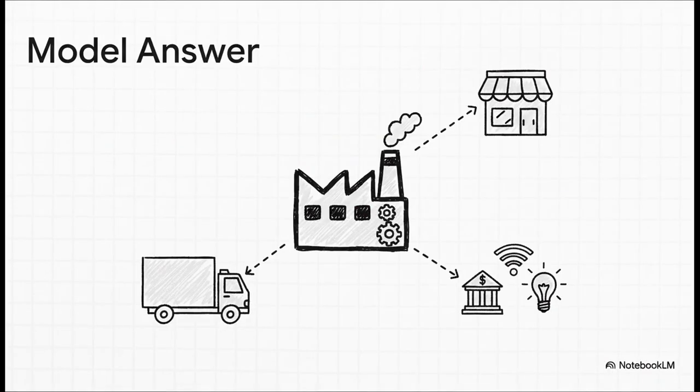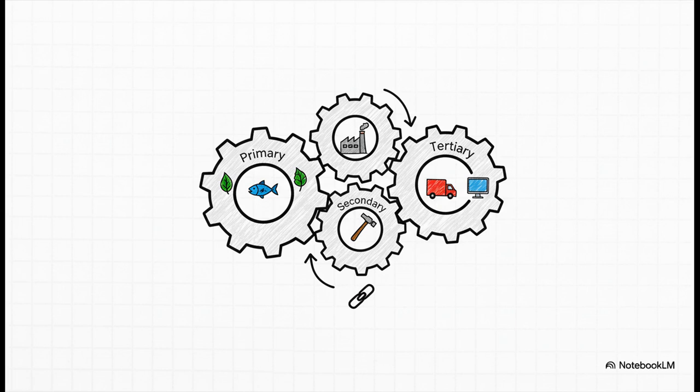Here is how you should frame your answer for full marks. Point number 1. Factories need transport, which is a tertiary service, to bring in raw materials. Point number 2. Factories need shops and markets, another tertiary service, to sell their finished products to customers like us. And point number 3. To run a factory, you need money from banks, you need internet, you need electricity. All of these are services from the tertiary sector. See? They're completely dependent.